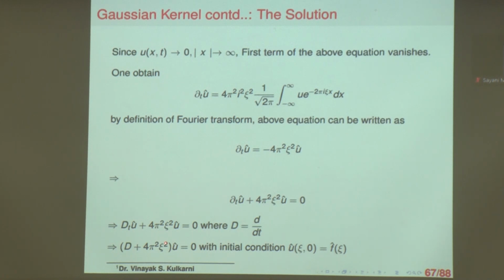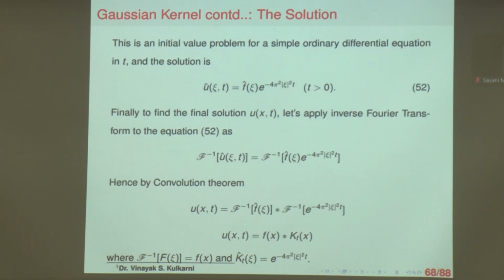Now you can see this problem is shifted to an ordinary differential equation. Originally it was a partial differential equation. Its boundary condition I can also write directly over here, because u at t equals 0 is f(x). So u cap at t equals 0 will be the corresponding Fourier transform, that is f cap of xi. I can write it.